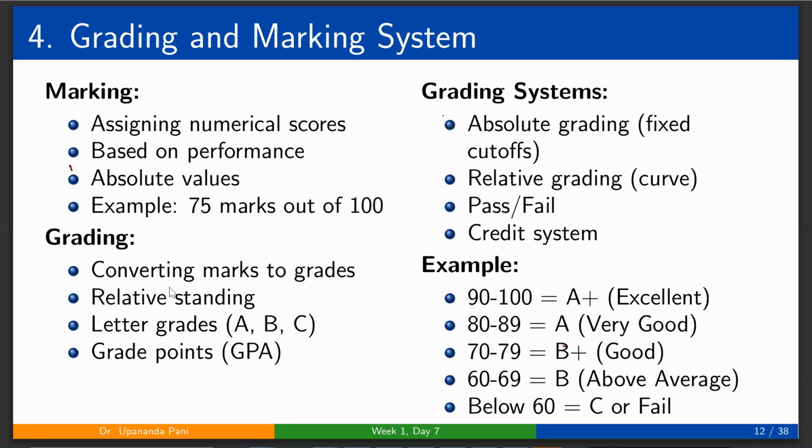Right? Next is the grading and marking system. Marking is assigning numerical scores. So it is based on performance, absolute values. Example, 75 marks out of 100. So in the grading system, absolute grading is a fixed cutoff. Relative grading is where you try to match with a normal curve. So now grading is converting marks to grades, relative standing, basically letter grades, A, B, C. Grade points are basically calculated, grade point average.